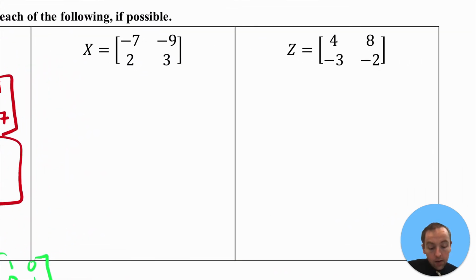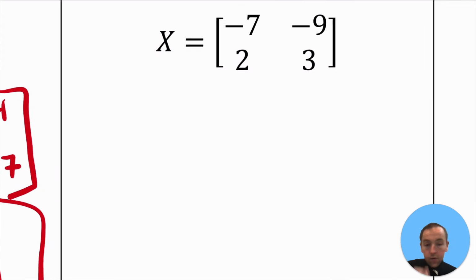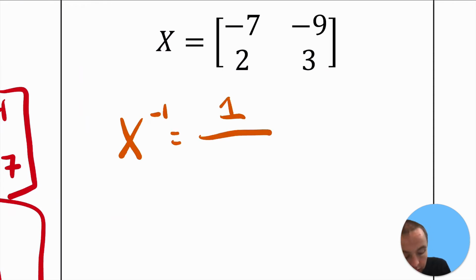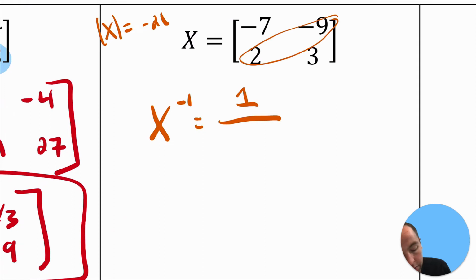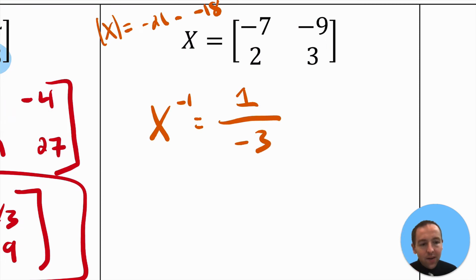In terms of finding an inverse matrix, we use that same process for a 2x2 matrix. X inverse is always the number 1 in the numerator over the determinant of X. So let's go ahead and find that determinant right away. The determinant of X will be the product of the main diagonal, which is -21, and then the product of the other diagonal is -18, but we subtract -18 away, so we're actually going to end up adding. So we end up getting -3 there again.